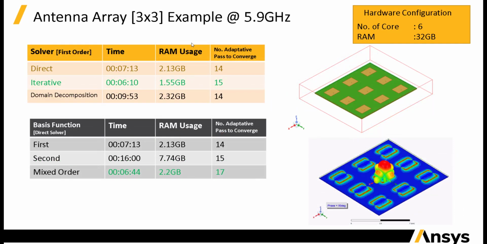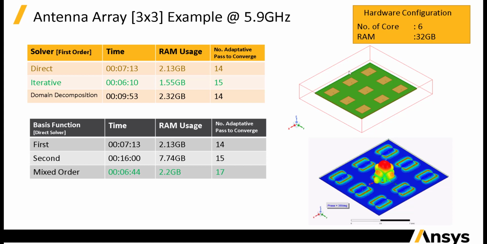Another one is a 3 by 3 array. This is a 5.9 gigahertz array. You can see 9 antenna elements, and it ran in just under 6 minutes on the iterative solver. It took only 1.55 GB, and went up to 15 adaptive passes. The direct solver is also good. So for an antenna array, if you are running on an explicit method, 6 minutes on 9 cores is all fine.